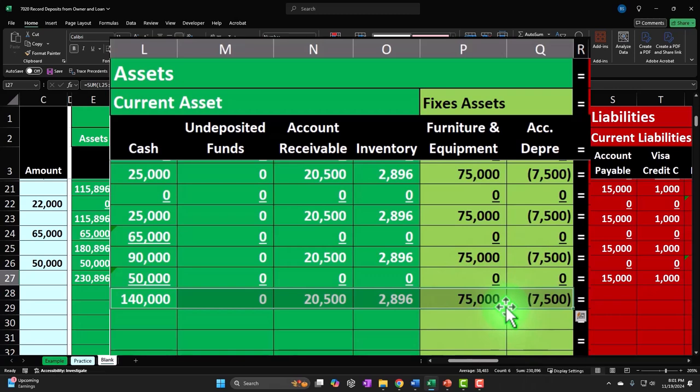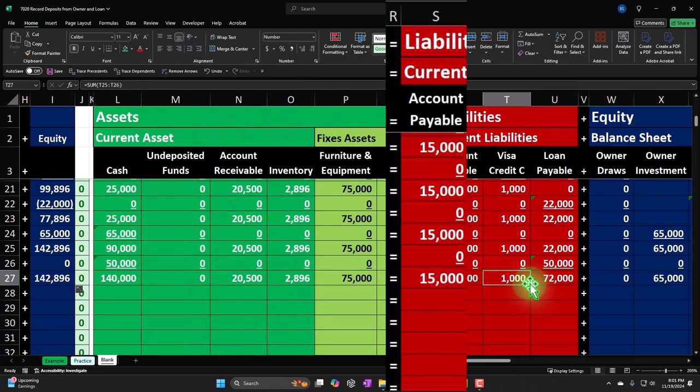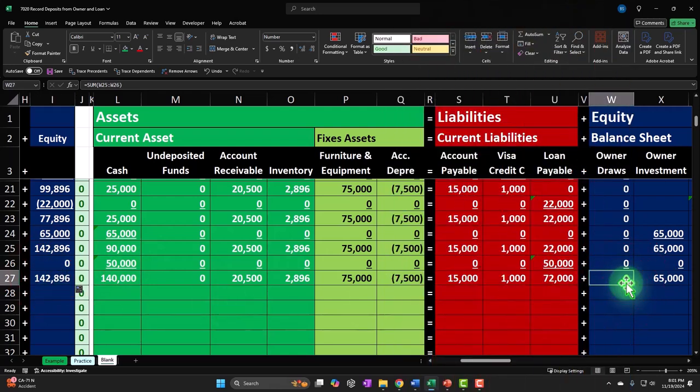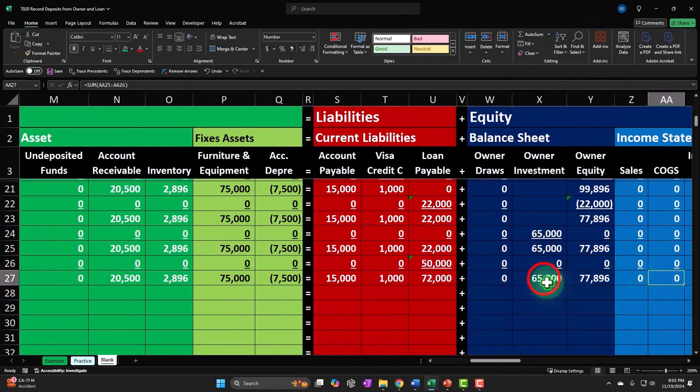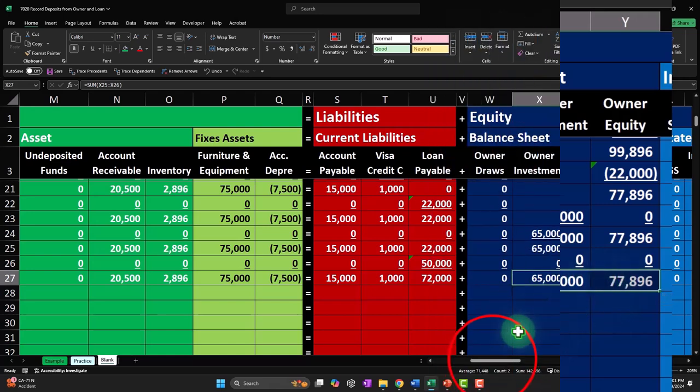And then I would have total assets in cash in the checking account of $280,896, but then I'd have to pay off the liabilities. I owe accounts payable of $15,000, the Visa $1,000, the loan $72,000. Once I pay all of that off, then I would have the $142,000 in equity, which is represented over here by the net of these two items. And then I could close out the business, giving that to myself. That's how we would liquidate it.